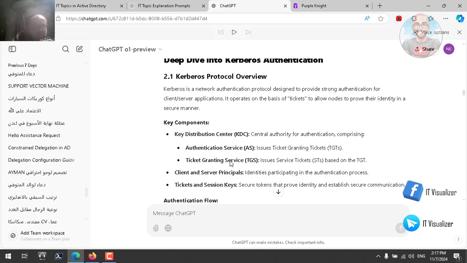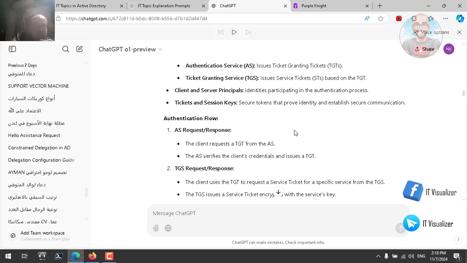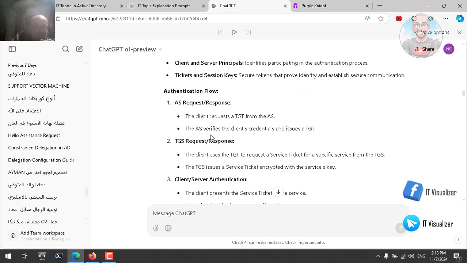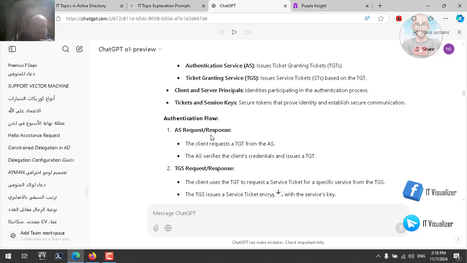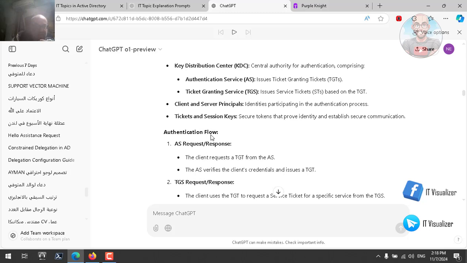If we go further, we will see it begins adding additional information. We can see that it has added the authentication service, which was not stated before. Then we can see the flow. Here it is explaining the authentication flow, which was also not said in the previous one, or at least not discussed in this flow or in this order.